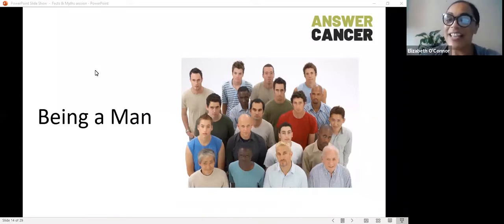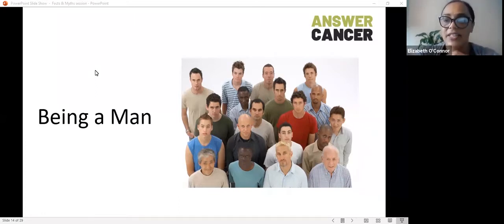So that is actually a fact. Men, sadly, are at greater risk of cancer. Like women, just by their anatomy, they're more at risk of certain cancers. They're more at risk of prostate cancer, and that's the second most common cancer in the UK. It's quickly catching up with breast cancer, and people predict that quite soon prostate cancer will be the most common cancer in the UK.